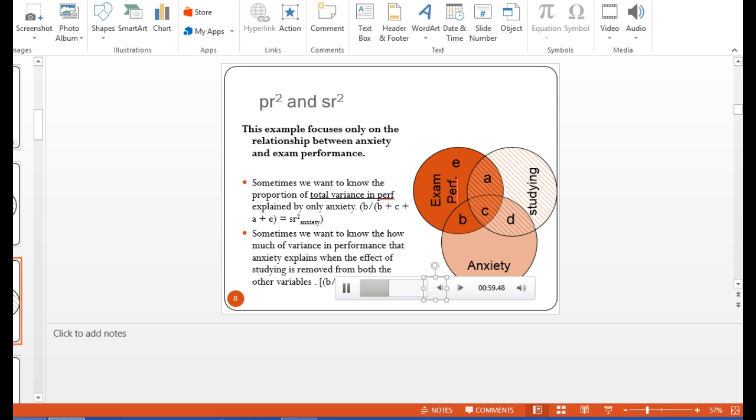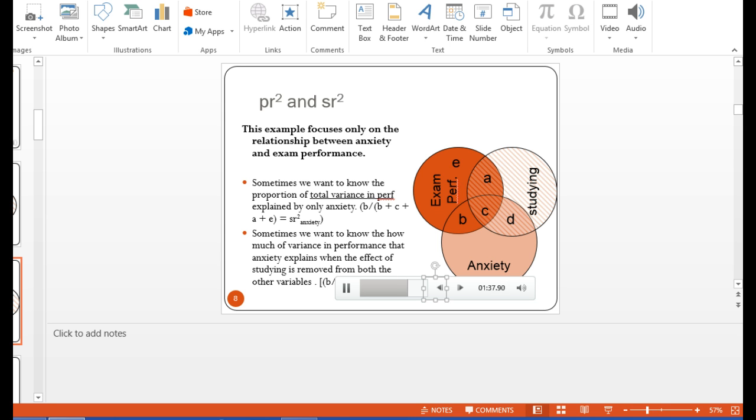And what proportion of the total variance? So what that is, we have B, the space B, over a denominator B plus C plus A plus E. Okay, so that's the first bullet there. That is equal to the semi-partial. So again, the proportion of total variance in the DV that is attributable only to anxiety, and that is B. It's not C, it's not A, because C and A also share variance with studying. So we're not looking at studying. This is a way to control for variables. So we're controlling for studying right now and looking at anxiety.